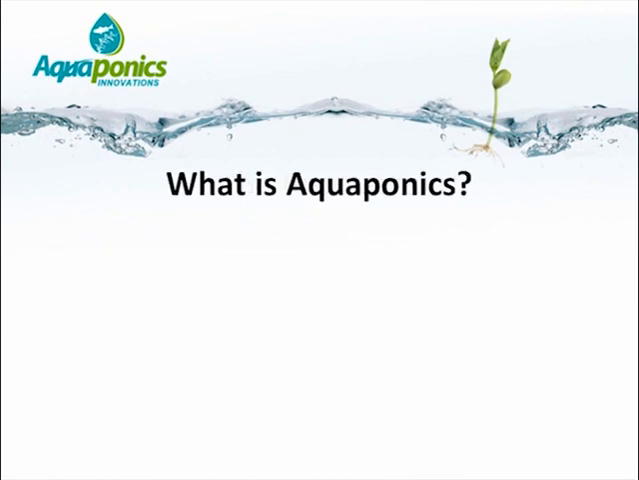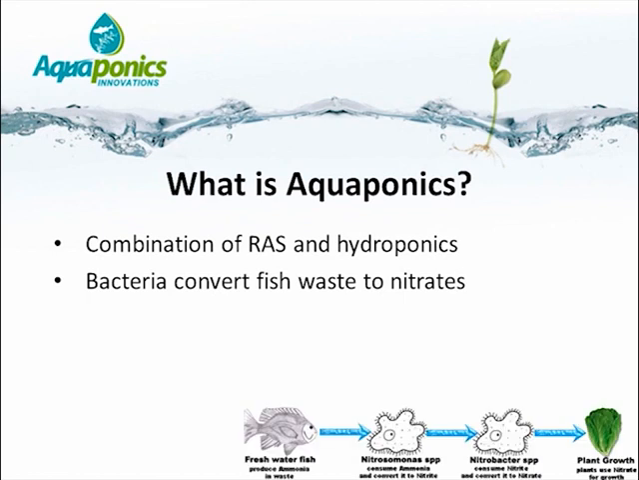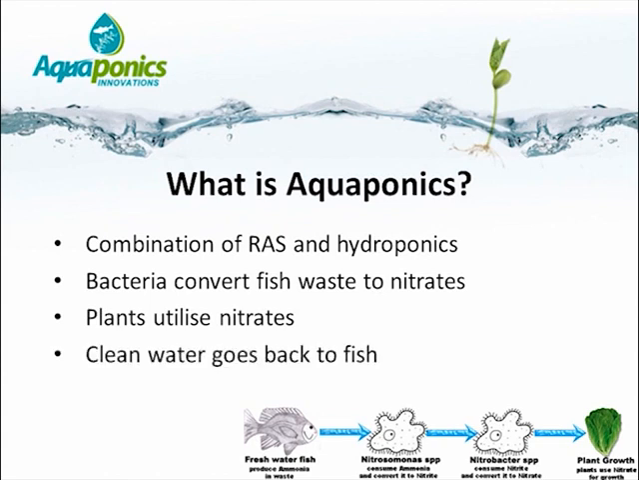So what is aquaponics? Well, aquaponics is a combination of recirculating aquaculture technology combined with hydroponics in a single recirculating system. We feed the fish, which produce ammonia. The ammonia is converted from a very toxic form to nitrates, which are less toxic, by bacteria living within the system. Plants then utilize the nitrates, leaving the water clean to be returned to the fish.